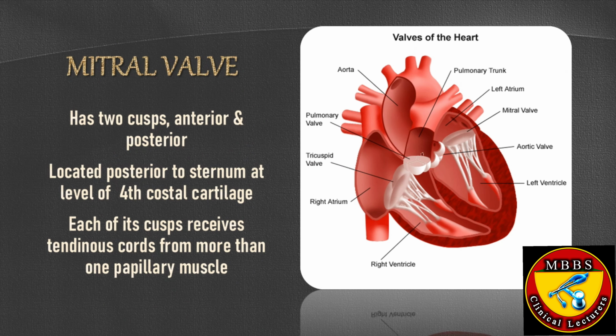The mitral valve has two cusps, anterior and posterior. As you can see, this is the anterior cusp and this is the posterior cusp. This is the aortic valve, it has three cusps. This is the pulmonary valve, it has three cusps. This is the right AV valve, that is the tricuspid valve, it has three cusps. It is located just posterior to the sternum, at the level of the fourth costal cartilage. This is surface anatomy, and it will help you in that.